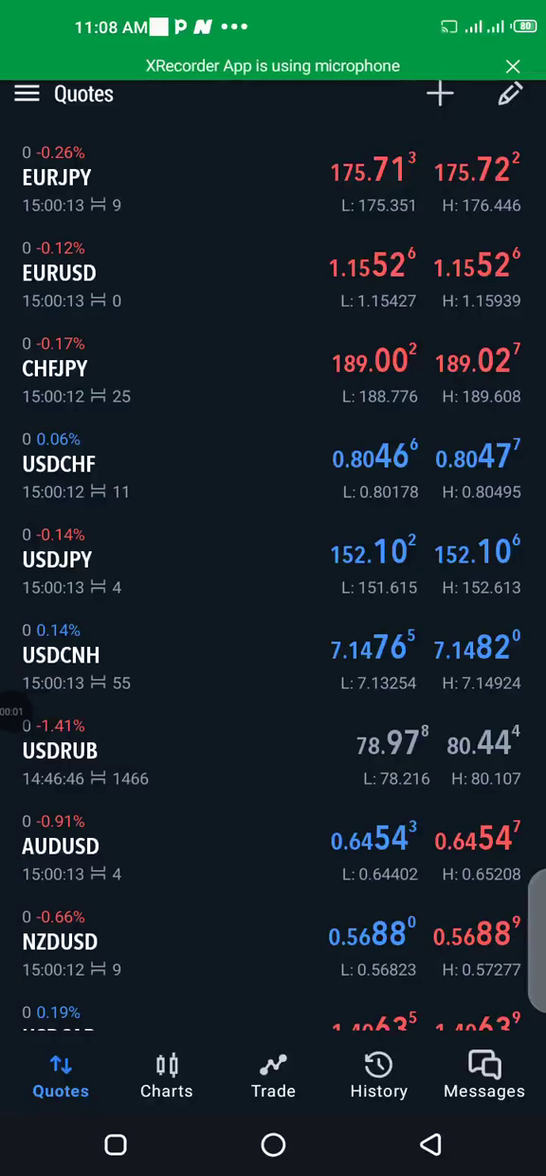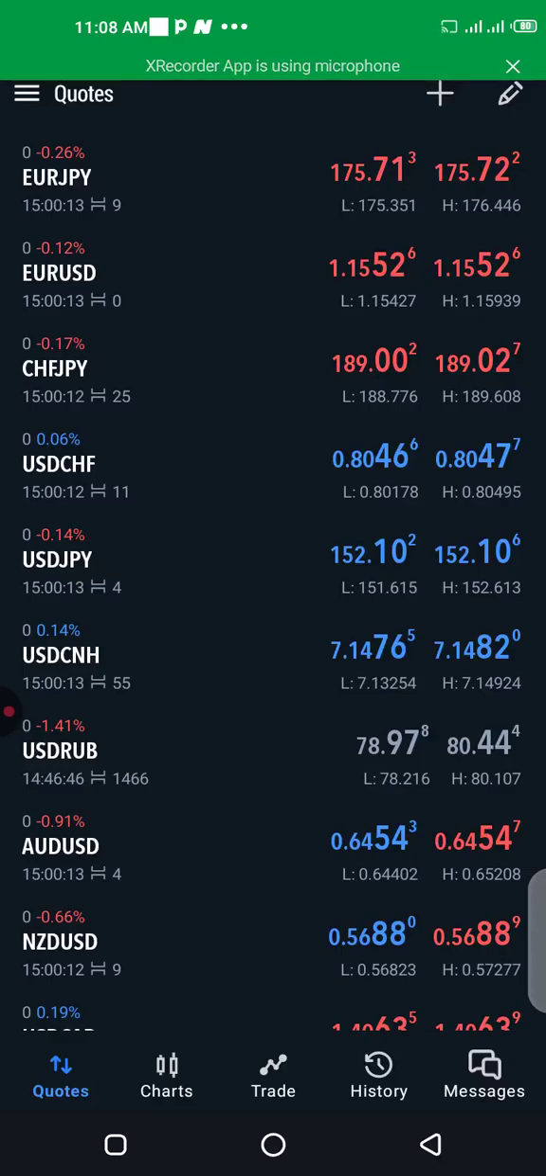Next, we have the minor pair. This pair do not include the USD but involve major currencies like Euro, GBP, JPY. For instance, we have Euro JPY, Euro GBP, GBP JPY, AUD NZD, CHF JPY.